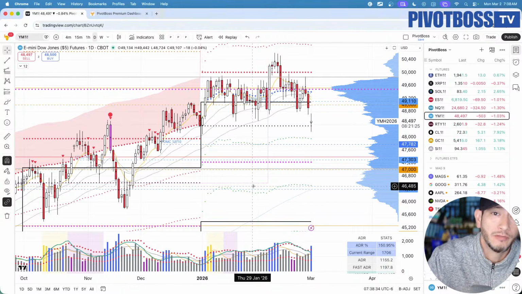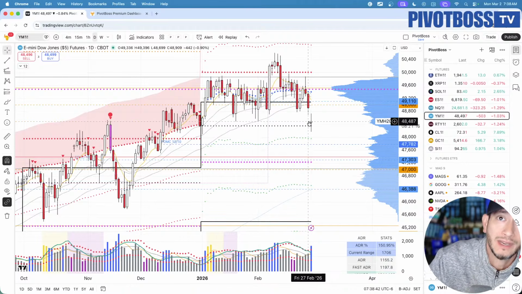So the key range will be very important. I won't drop down into the intraday time frame. We've already done it for the ES and the NQ, but it's the same thing for the YM. Get that key range up. It'll give you the key levels.